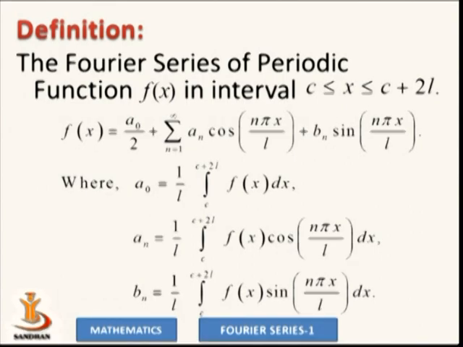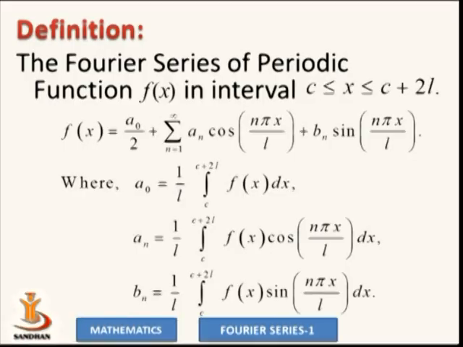For finding the Fourier series, we require these three coefficients a0, an and bn, and they can be evaluated by integrating. Here the interval is c less than or equal to x less than or equal to c plus 2l, so this periodic function has period 2l. Now this interval can be given in any way, like 0 to 2 pi, minus pi to pi, minus 1 to 1, minus 2 to 2, 0 to 2, 0 to 4. For any given interval, we can find its Fourier series.